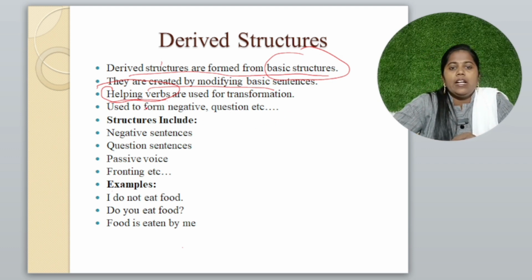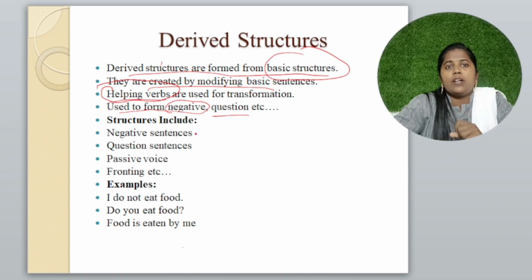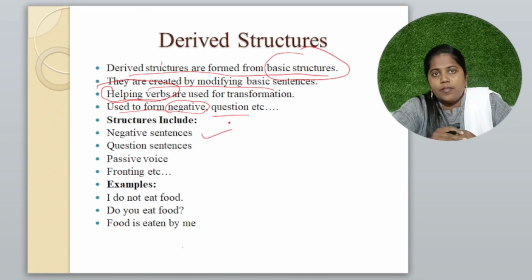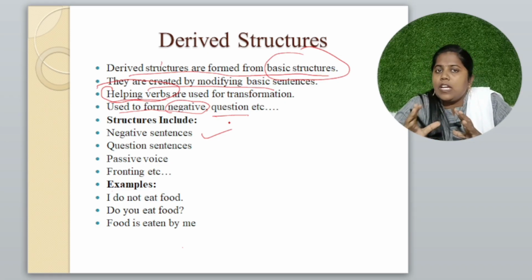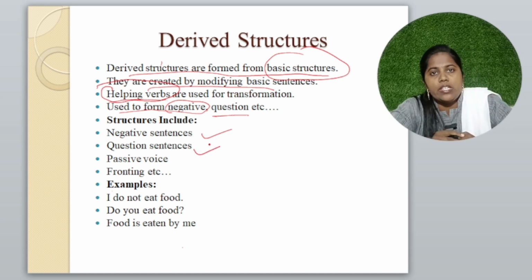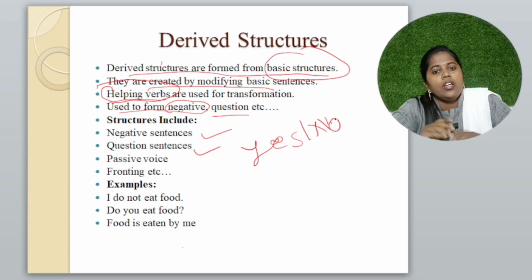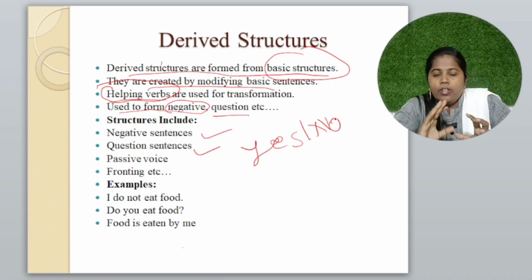Now the next point is that we are using these helping verbs to form negative sentences or questions. Some other structures are also there, and for that we are using helping verbs. Now what types of structures are there? Let's see one by one. Only examples I have given here. Negative sentences: any kind of negative sentence is a type of derived structure. The next one is question sentences. If there is a yes-no type question, or we can say a WH question, those questions are types of derived structure.